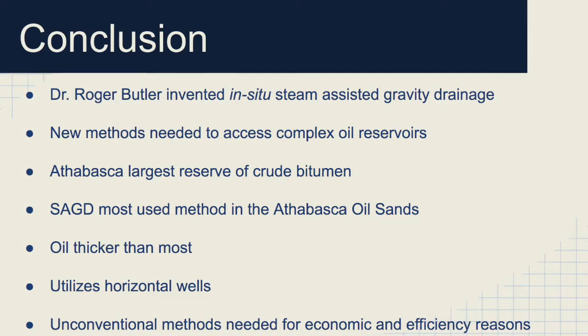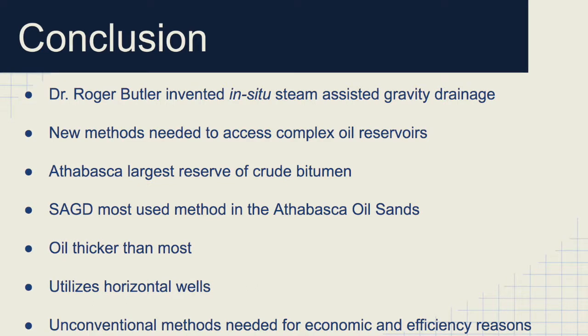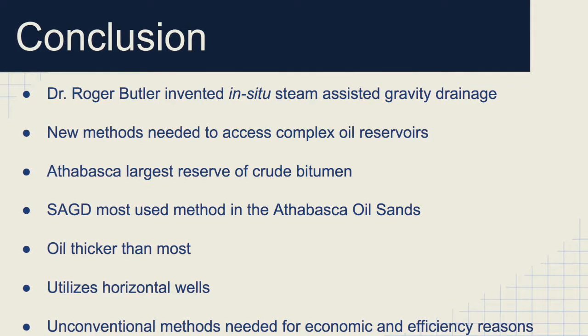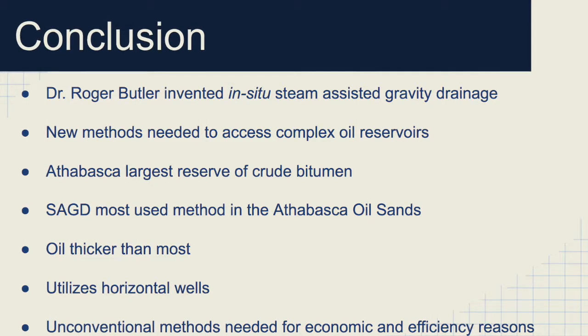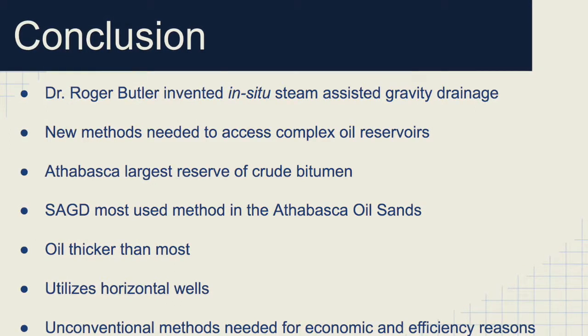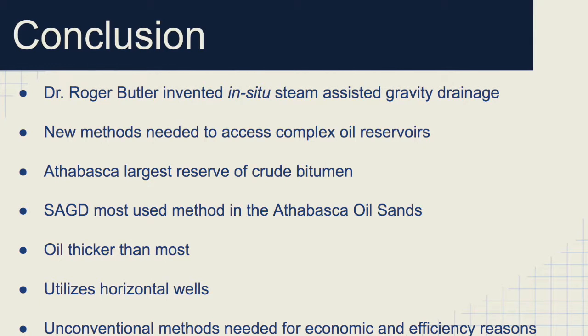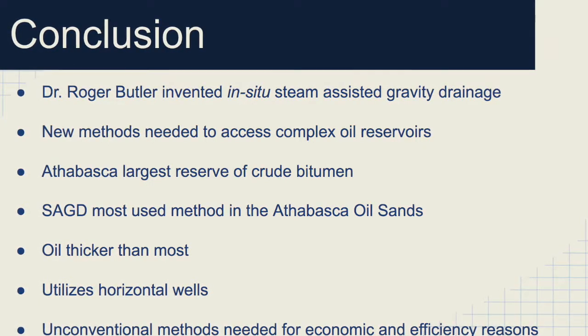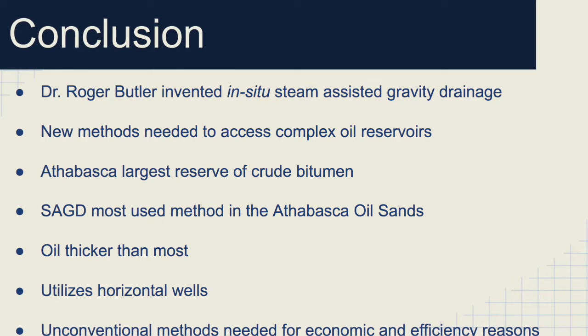In the 1970s, Dr. Butler introduced the idea of steam-assisted gravity drainage to solve this problem. This unconventional method utilizes 2 horizontal wells, high-pressure steam, and gravity to thin the oil and allow flow. SAGD is projected to be capable of retrieving 90% more oil from the Athabasca oil sands than conventional methods.